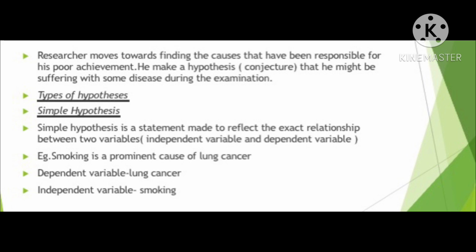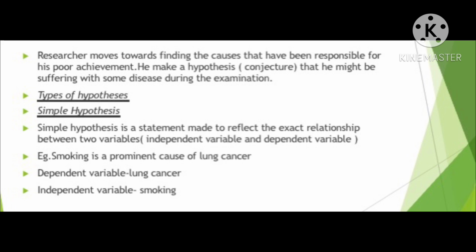So a researcher can make an initial hypothesis. He is making the initial hypothesis thinking that he might be suffering from some disease during the examination. Then later on he can prove that hypothesis right or wrong based on the available data. He can interview the family members, he can interview the child, and he can find out probable causes of his poor performance. This is just a simple example.